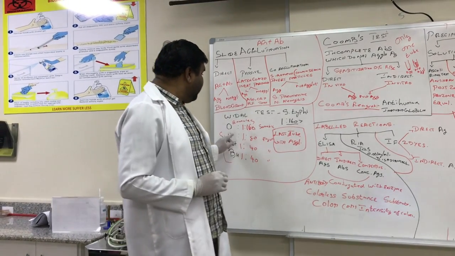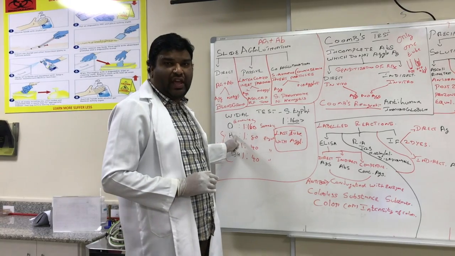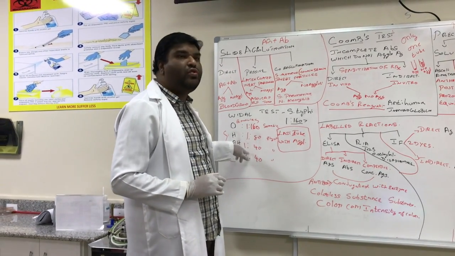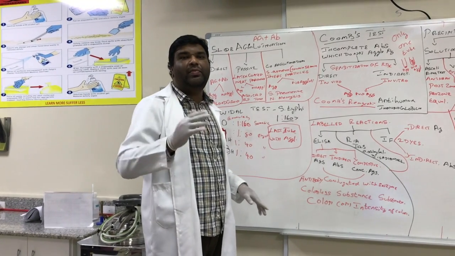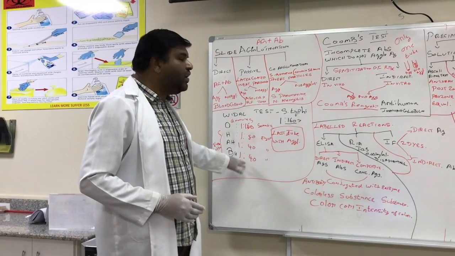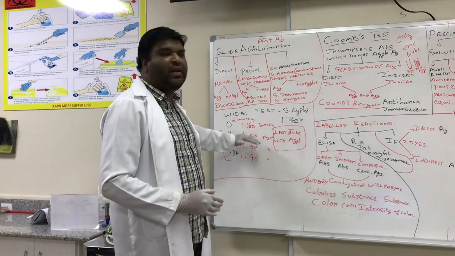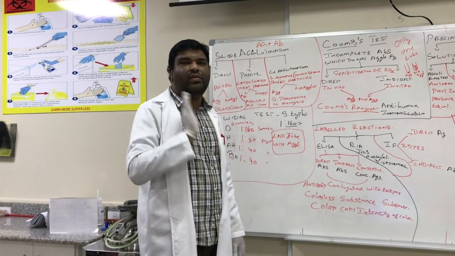Please remember, if there is an agglutination with H, you have to check with AH and BH. Either one of these two will be positive or maybe negative. If either one of these two is positive, that means it is paratyphi. But if it is not, you have to just report it as Salmonella typhi.